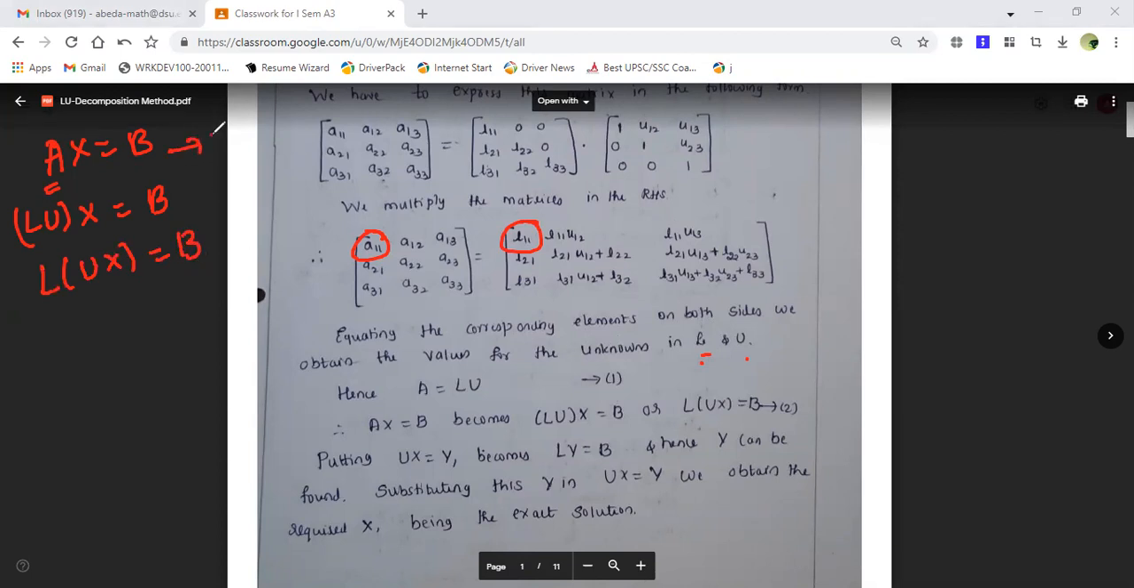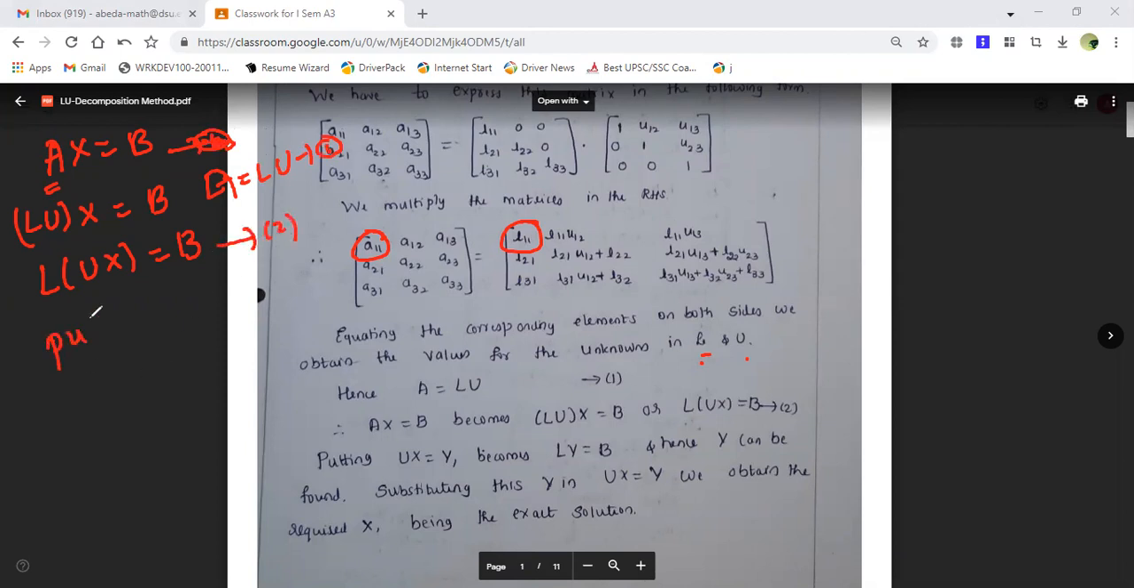So this is your equation 1, the given equation, and you already know that A is equal to LU. This is your equation number 1. Here I'll be considering this as L into Ux. Let me take this as equation 2.